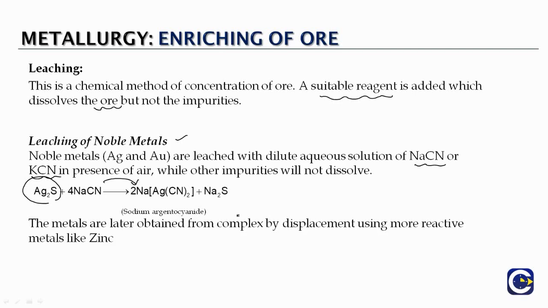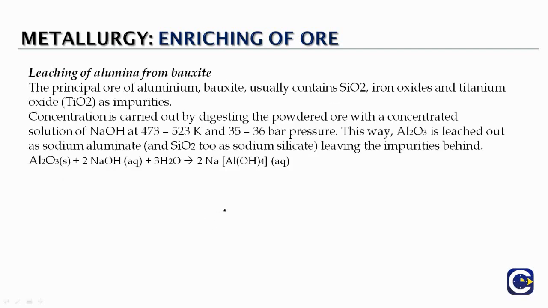So this soluble complex is further made to react with metals like zinc, a little bit more reactive than silver and gold, so that we will be able to perform the displacement reaction and get back the silver or gold. So this is broadly the step that is involved in the extraction of gold or silver from their ores. Now the importance of leaching is also there in the extraction of aluminum.